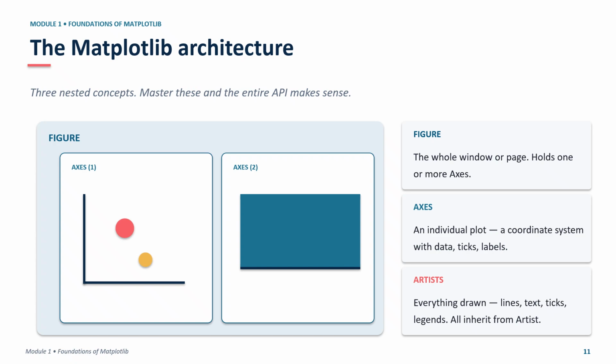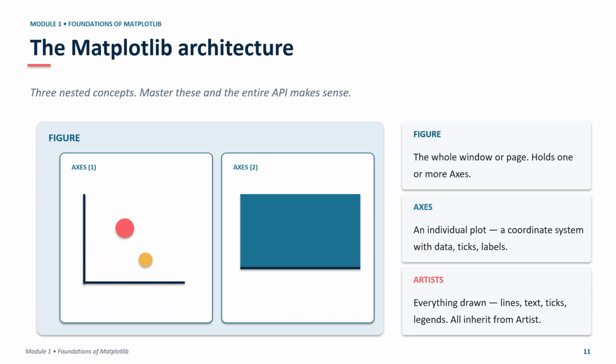And next is about the artist. Everything you see is an artist. The line you plot is a Line2D artist. The bar in a bar chart, you call it a patch artist. The title text is a text artist. And every artist has properties, say color, visibility, and position, that you can modify. Why does this matter? When you are debugging a plot that looks wrong, knowing this hierarchy helps you ask the right question: is this a figure level problem, an axes level problem, or an artist level problem?